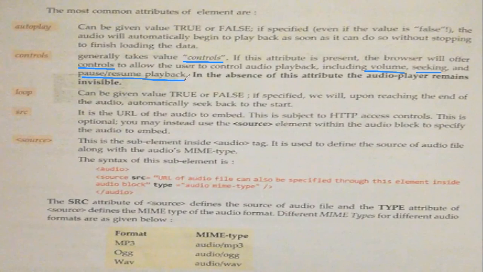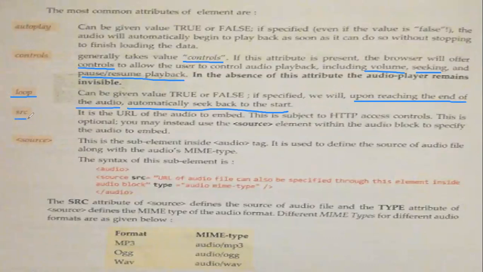Next is loop. It can be given again value true or false. If the value is specified, suppose if the loop is true, then upon reaching the end of the audio, automatically seek back to the start. It means the audio will automatically get started once again. But if the loop is false, it will not start back again.